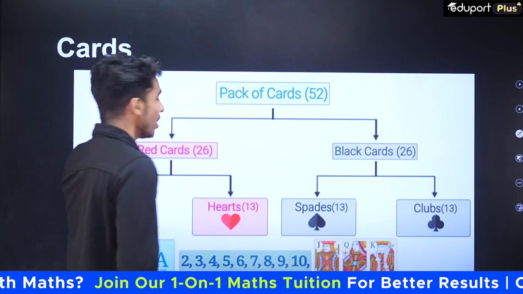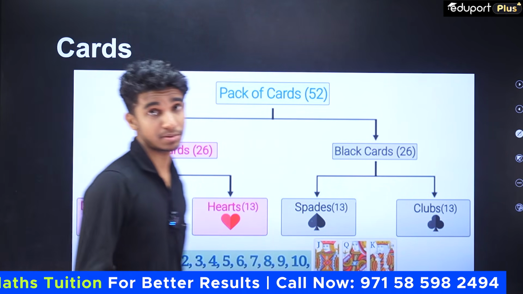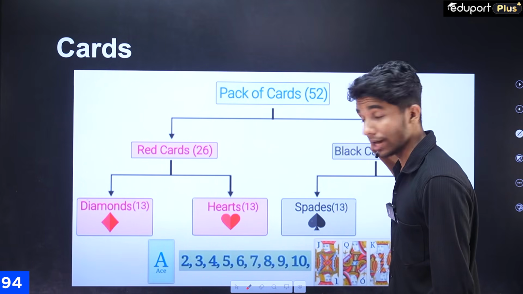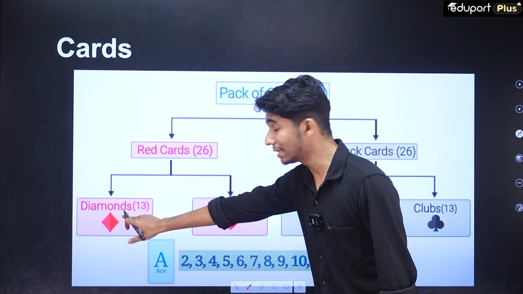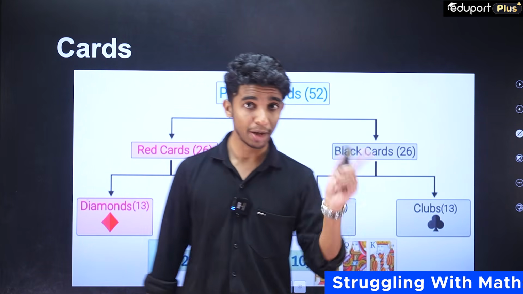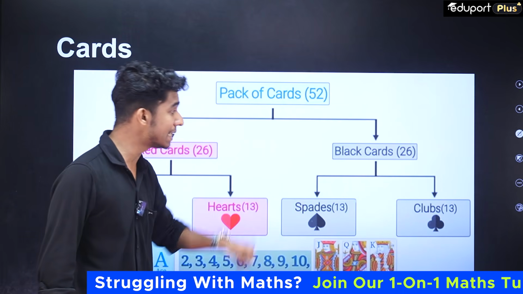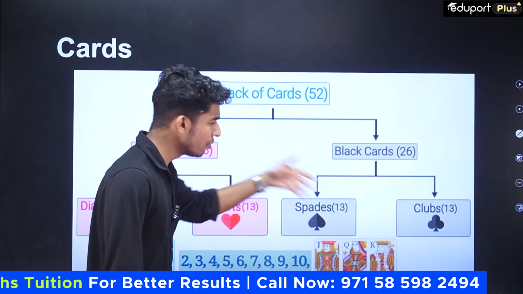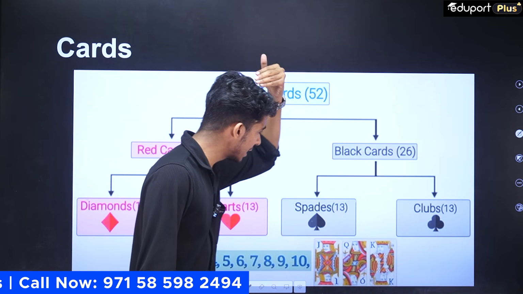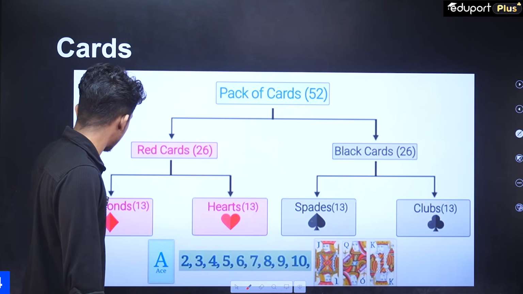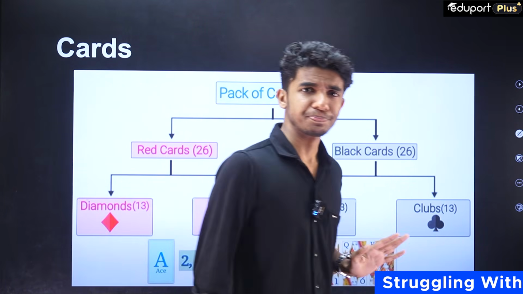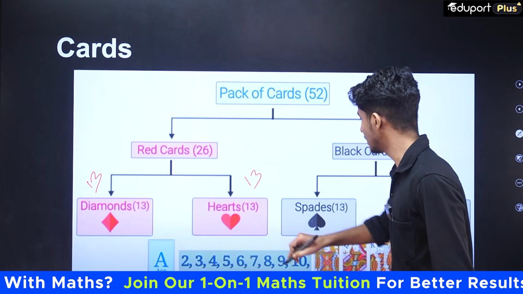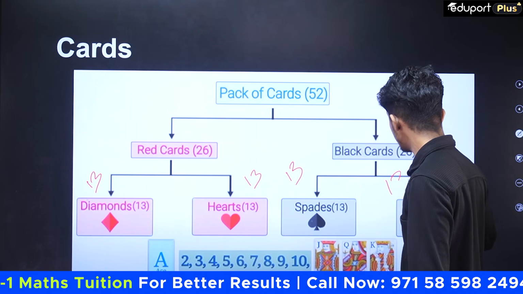Coming to cards, there will be 52 cards. You already know there are 52 cards: 26 red cards and 26 black cards. In the 26 red cards, there are 13 diamonds and 13 hearts. In the black cards, there are 13 spades and 13 clubs. Any card under spades is fully black, any card under clubs is fully black, and any card under diamonds and hearts is fully red. In diamonds there are 13 cards, in hearts 13, in spades 13, and in clubs 13.